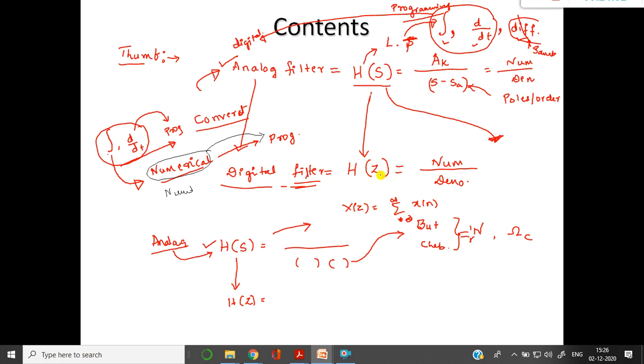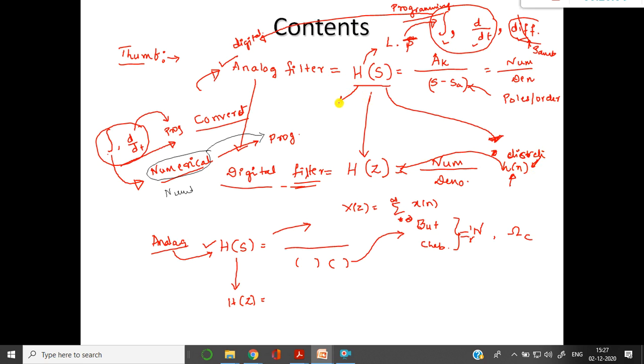If I want to calculate H of z, what will be the input for my z transform definition? Definitely it has to be h of n, right? If I have the h of n value, then it is very easy for me to calculate the z transform. So how do you obtain h of n, which is the discrete form of your input?